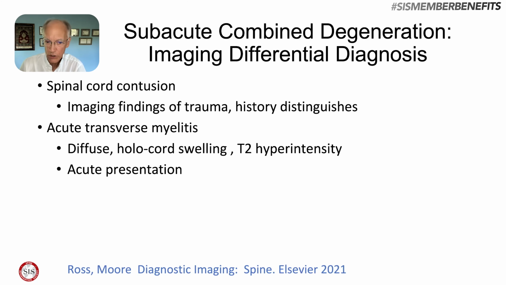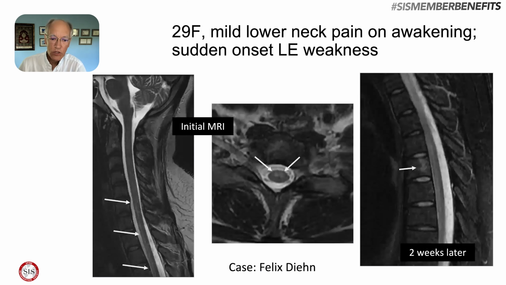Some examples here, a nice case from my colleague, Dr. Dean at Mayo. This was a case where we see T2 hyperintensity in the ventral aspect of the cord in this patient who has a cord infarct. And here are multiple segments of subtle T2 hyperintensity in the ventral, not dorsal cord. And then a few days later, developed T2 hyperintensity in the vertebral body. And this was a young patient, a 29-year-old with a very sudden hyperacute onset of lower extremity weakness.